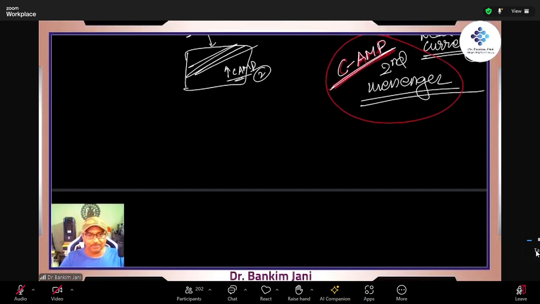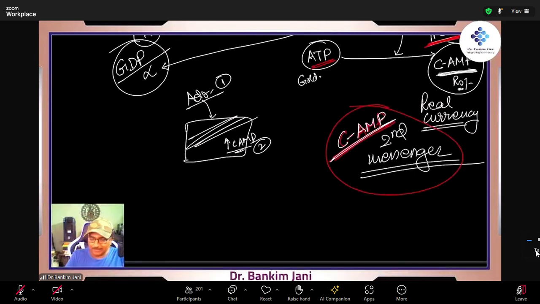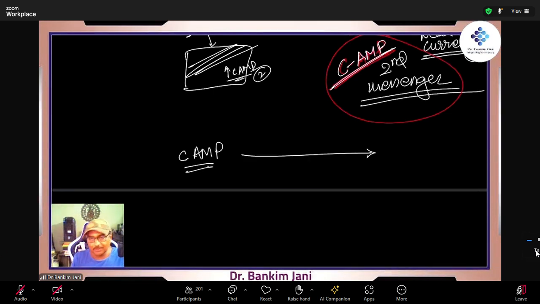Okay, so now the cyclic AMP is ready. Cyclic AMP is like a suitcase full of currency notes. That's right. Adenyl cyclase reacts with ATP to give cyclic AMP. Perfect. And we said that this cyclic AMP is like rupees. Now this suitcase full of notes, this cyclic AMP, we send it to another boss.